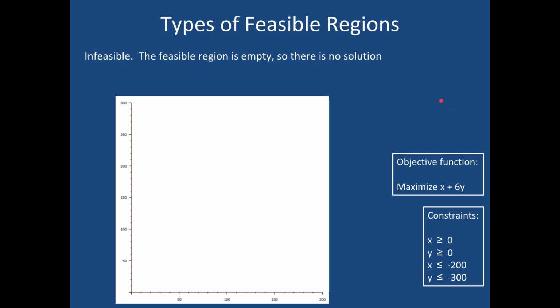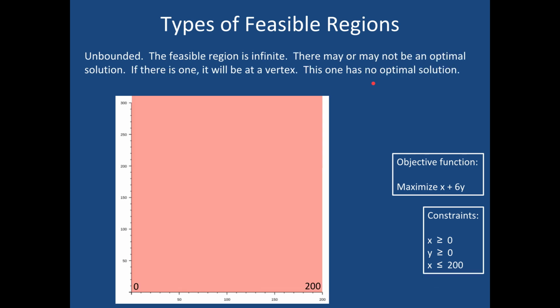Okay? It's possible to have a feasible region that's empty. It's over-constrained. So this says x must be greater than or equal to 0, y must be greater than or equal to 0, and these say x and y must be less than negative numbers. So there are no points. The feasible region is empty. No solution at all.